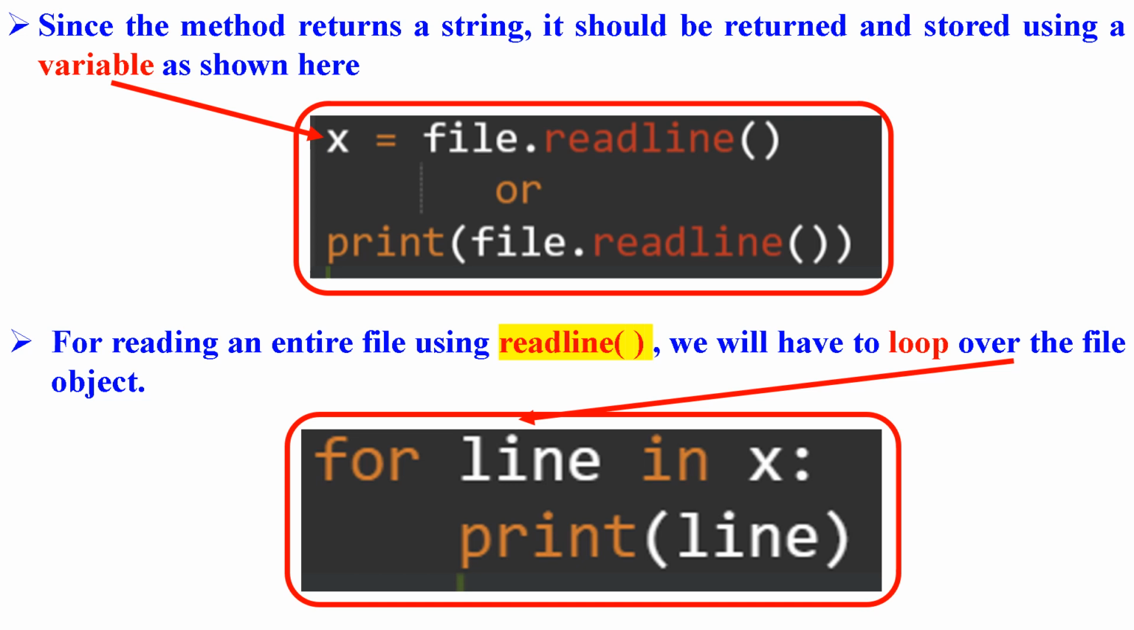For reading an entire file using the readline function, we will have to loop over the file object. This is a memory-efficient, simple, and fast way of reading the file, as shown in the second box. For line in x: print of line.